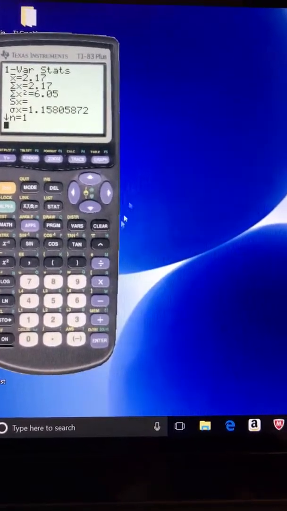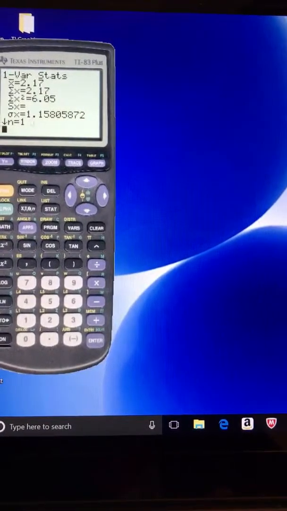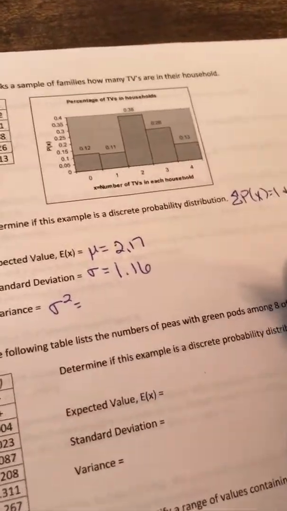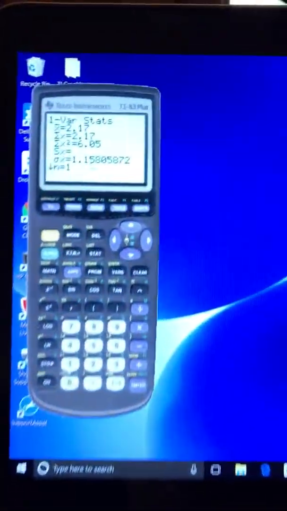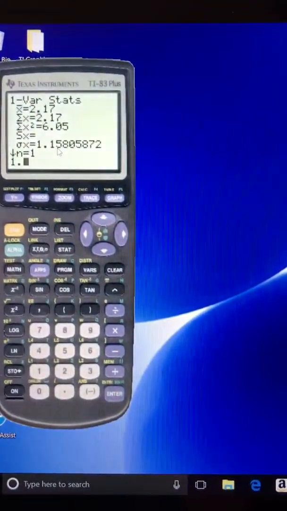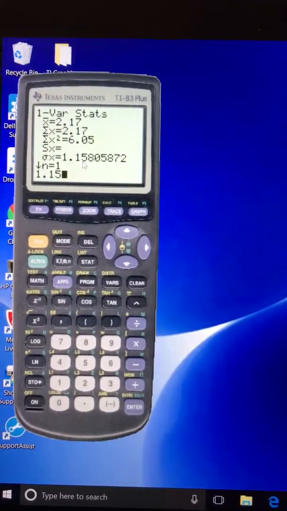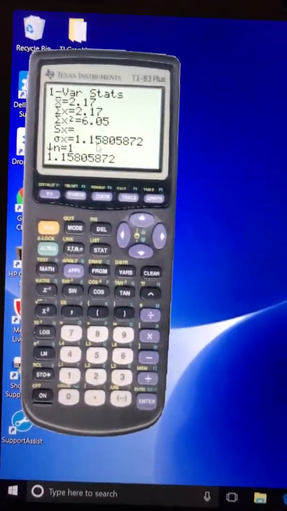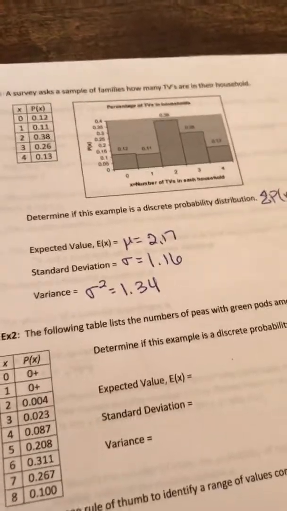So we have this X bar as our mu, and this sigma is our standard deviation. So we come over here, so we have mu is 2.17. Sigma, if we round to 2 decimals, is 1.16. And to get sigma squared, same thing like always, you don't want to use the rounded one, you just want to type that number out. So 1.15805872 and square it, and then round to 2 decimals is fine, you get 1.34.